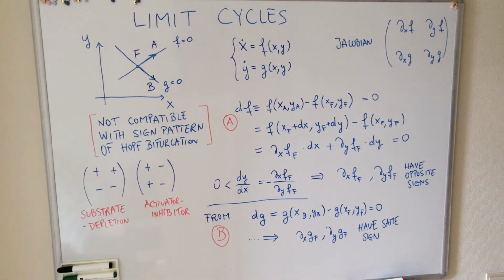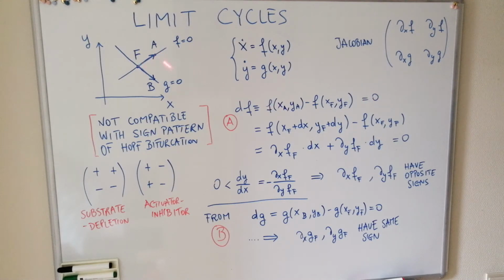Okay, so let's do the following. Let's start from the intersection between the null lines. This is the fixed point F, and let's move infinitesimally close along the null line f equal to 0 to A. So in this case, we want to calculate the difference of the function f calculated in A minus f calculated in F. All right, this is 0. The function is 0 in both points.